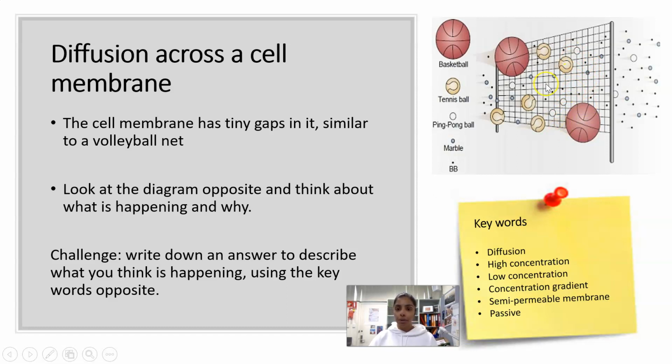is semi-permeable. So in your answer, you may have mentioned that the large balls, such as the tennis ball and the basketball, cannot pass through the net, whereas these three smaller balls can, because the net is acting like a semi-permeable membrane.